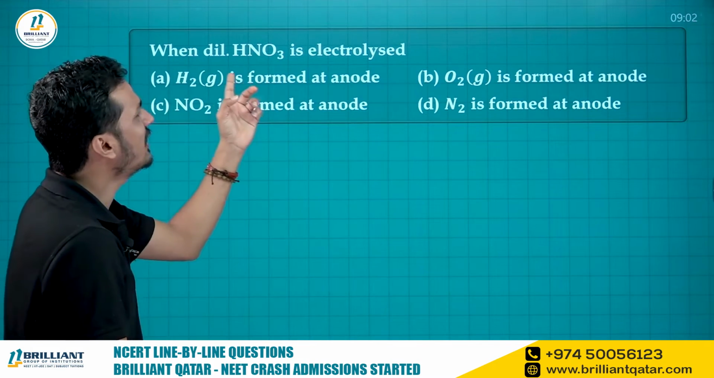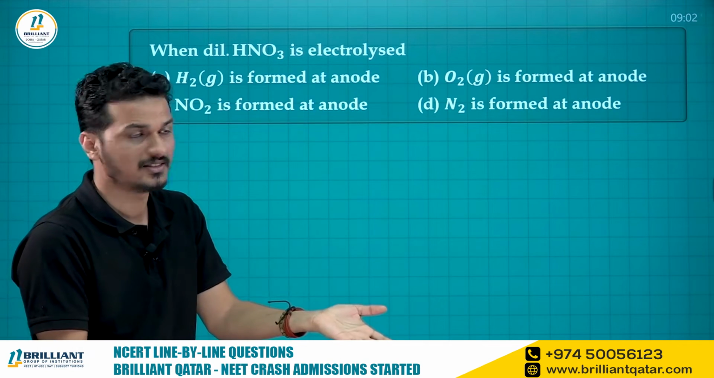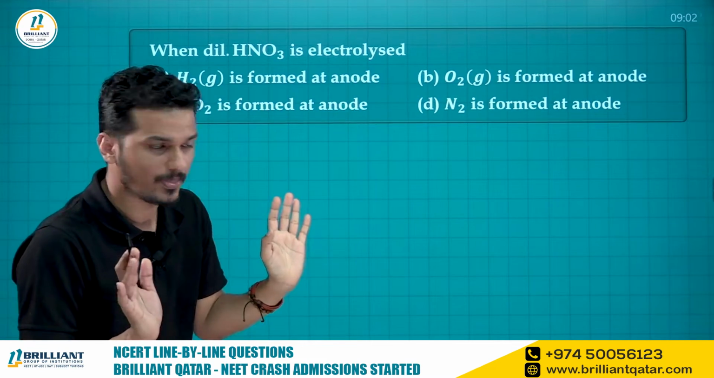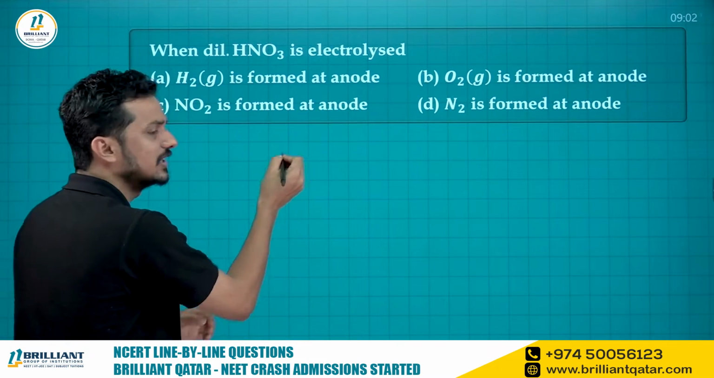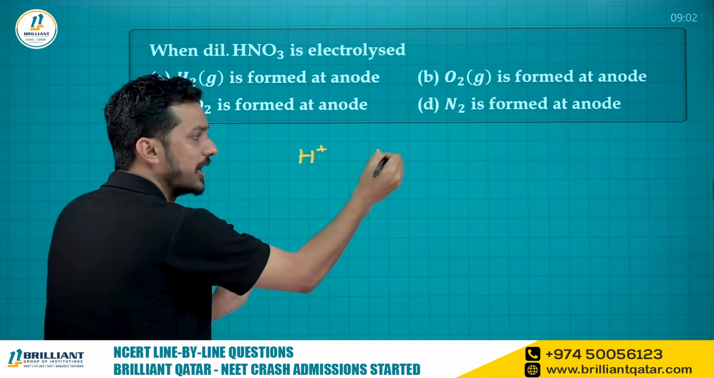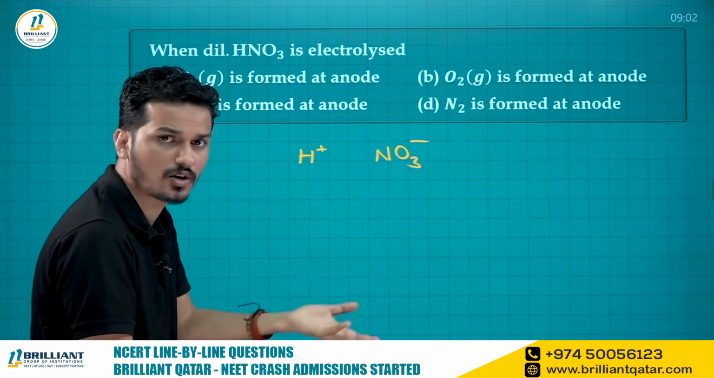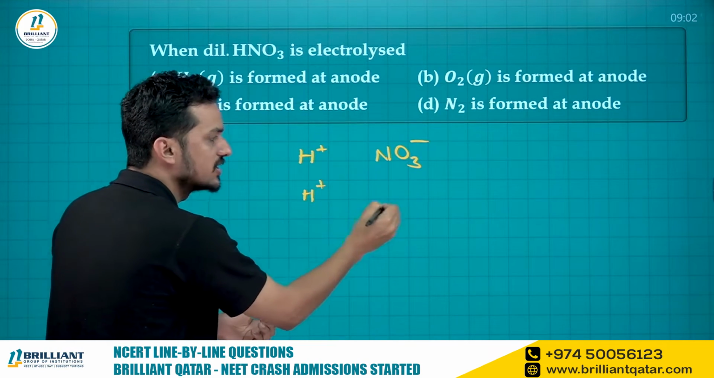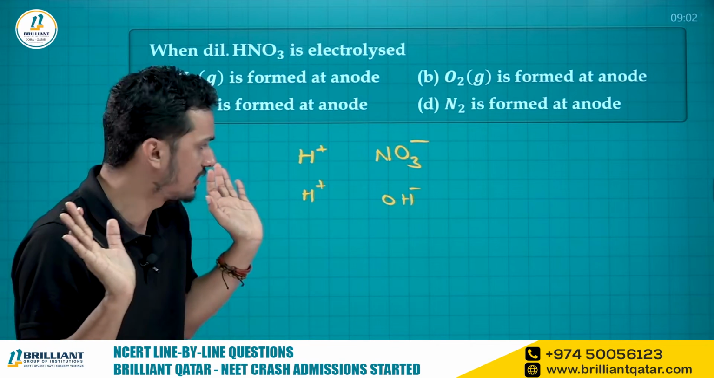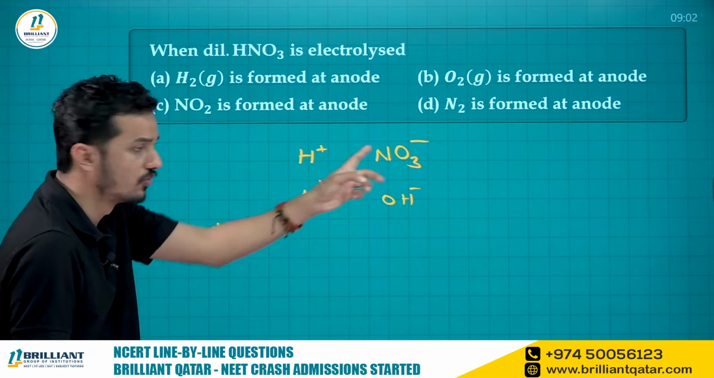Okay. When dilute HNO3 is electrolyzed, what will you get at the anode and what will you get at the cathode? That's the idea. Dilute HNO3 means, in HNO3, which ions are there? H plus is there, NO3 minus is there. Dilute means water is also there, so H plus is there, OH minus is there. I am simply writing the ions present in that solution, nothing more. So towards the positive electrode, which ions will move?